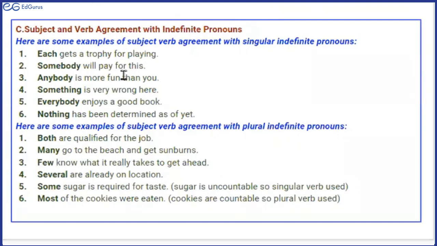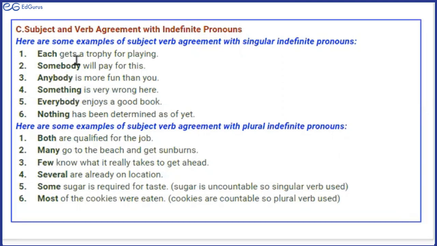Now, what are these indefinite pronouns? Like each, somebody, anybody, nobody, anyone, someone, no one, something, nothing, everything, right? And then some other indefinite pronouns like both, few, several, a lot of, many, some, most, etc. Now, some indefinite pronouns are singular, but some indefinite pronouns are plural. For example, each, somebody, anybody. What are these? These are singular indefinite pronouns. So, singular verb will be used with them.